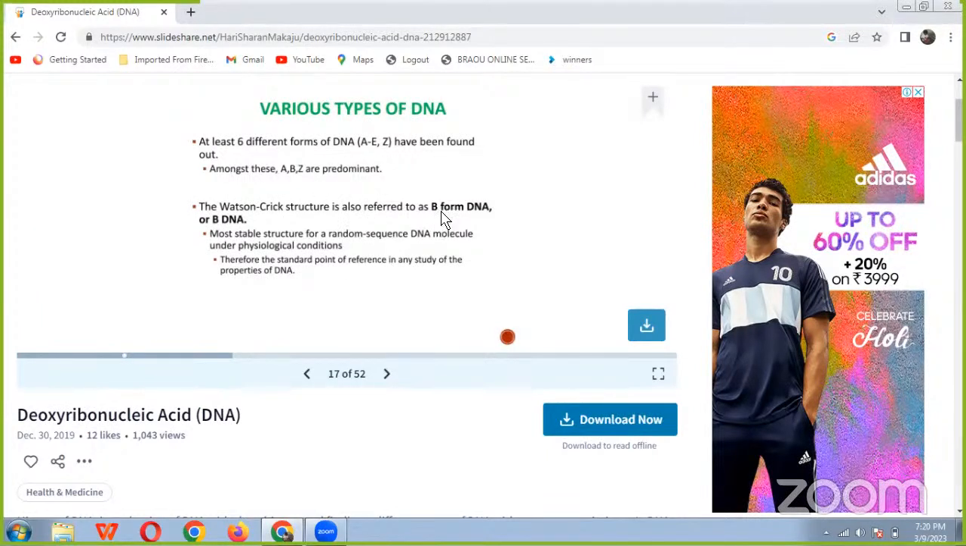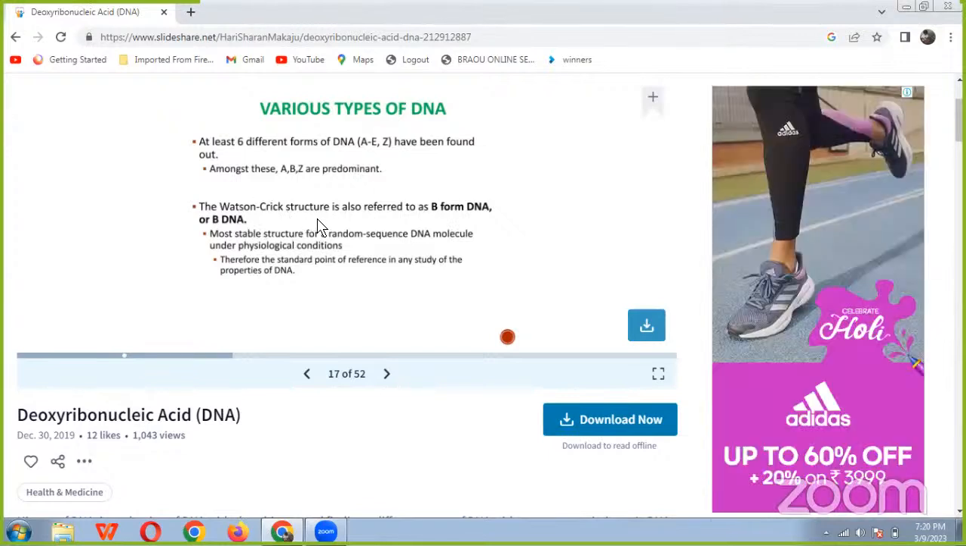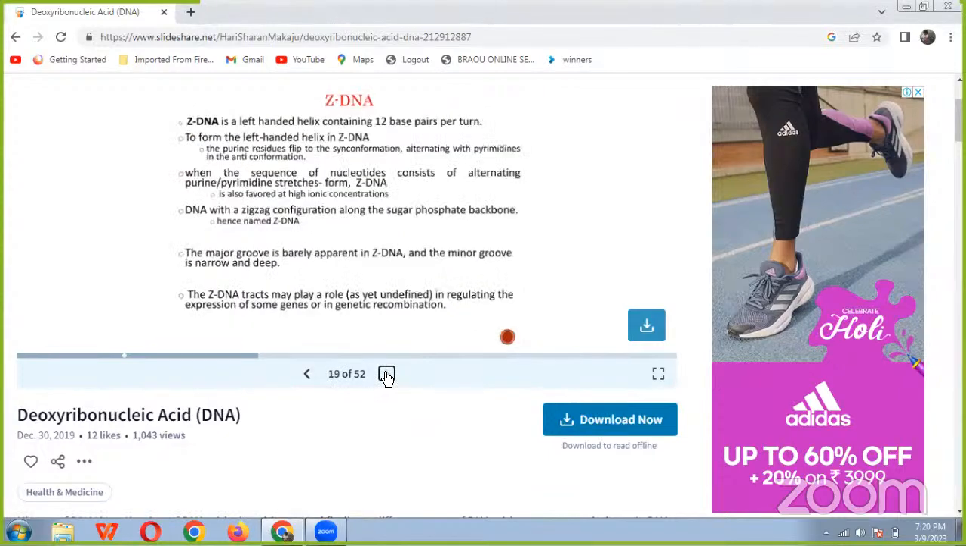The structure of the B form is an example of the Watson-Crick model, the B form. The left hand and the right hand helix forms are different.